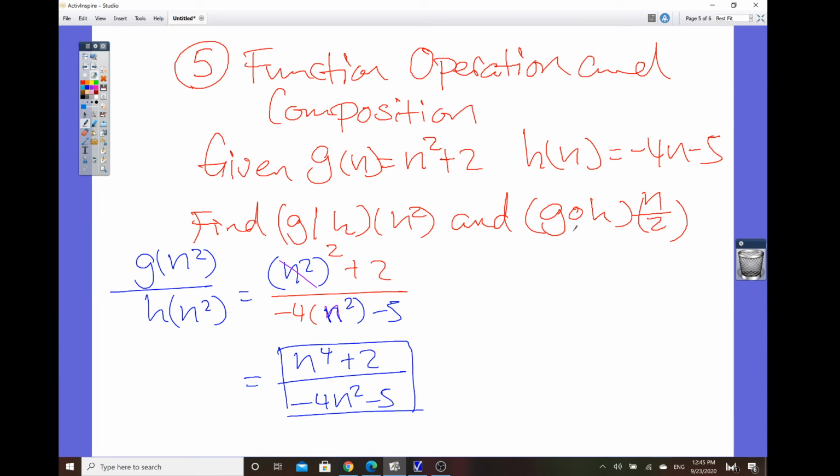And then for the composition function, you want to start it off with the inner function first. According to the inner function here, that's h of n over 2. So let's find out h of n over 2. For h of n, it's negative 4n minus 5. Again, for the rest of the elements, we just want to keep the exact same thing. But for that variable, we just want to use that n over 2.